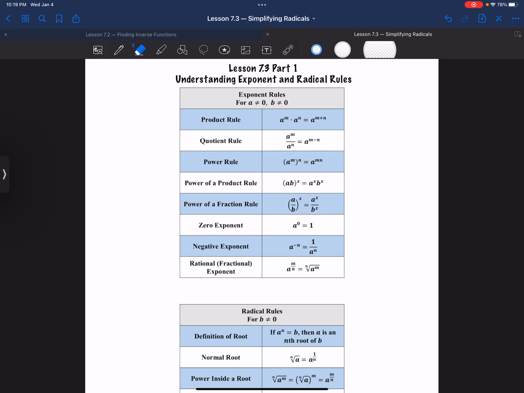Now, we've used these rules before. You've seen them before. But I am going to go through each and every one of them, talk about them.